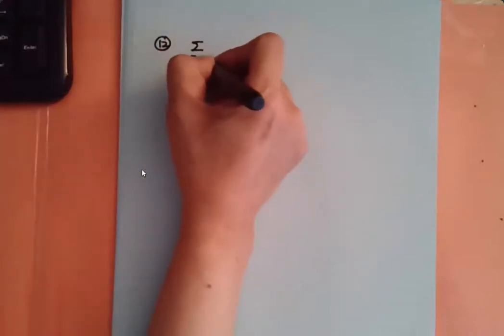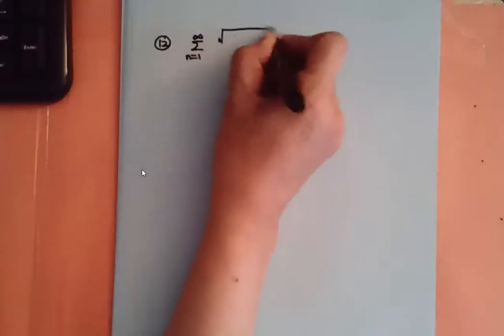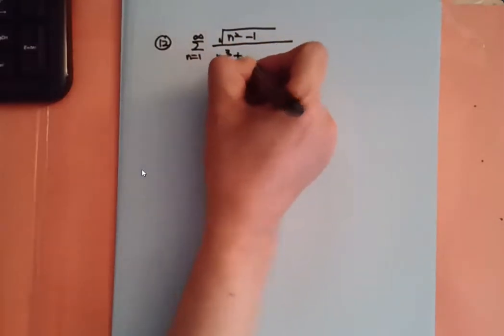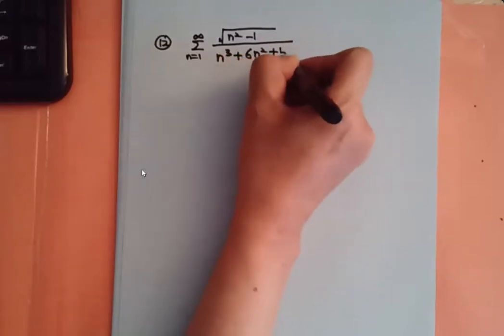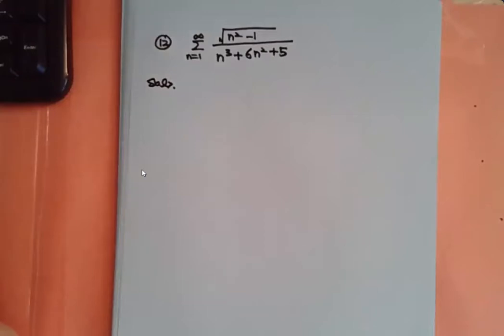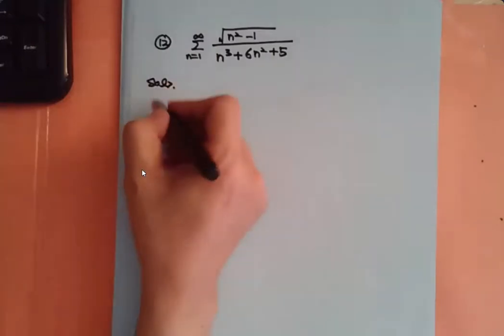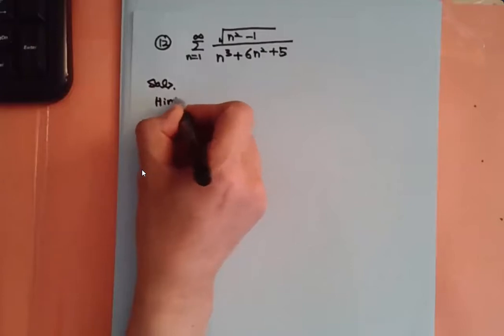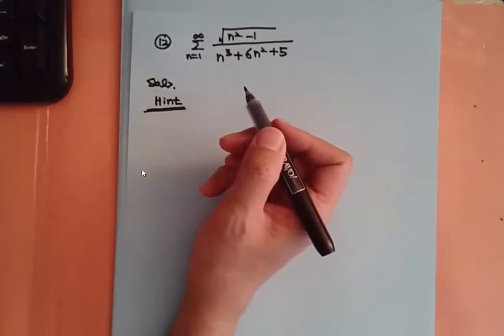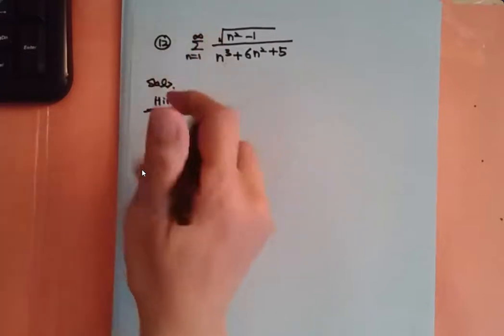Summation n equals 1 to infinity, square root of n squared minus 1 over n cubed plus 6n squared plus 5. So whenever we have this type of fraction, I said you can forget the lower degree term and just think about the higher degree term and see what could be the closest fraction to the given fraction.